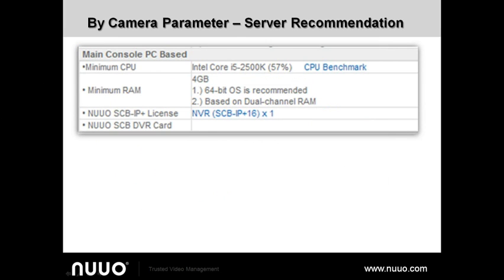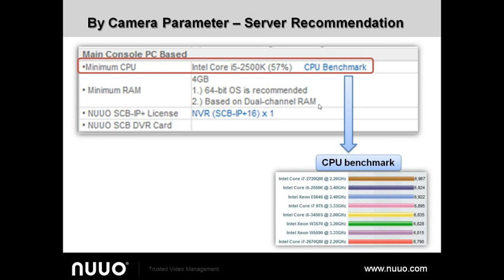And today's webinar is related to the main console. So I want to highlight that if you want to use the PC-based main console, you can see the minimal CPU requirement. And if your CPU is not the same as the NUO design tool recommends, you can go to the CPU benchmark website first. As you can see in the picture, the higher score has better performance. And please make sure the CPU model you want to use has a better score than the NUO design tool suggests.